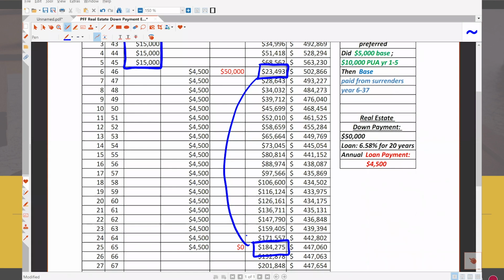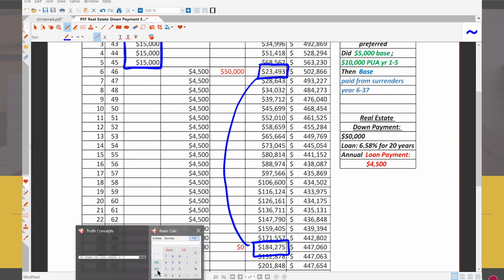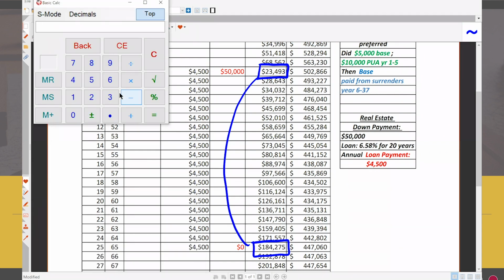To go from 23 to 184, I could probably do that math in my head, but I don't want to make a fool of myself. So I'm going to take 184,000, just round it off, and subtract out 23,000, just to give us a ballpark. What this says is that it's increased $161,000 from the day we took out a policy loan until when we were finished with this rental property.